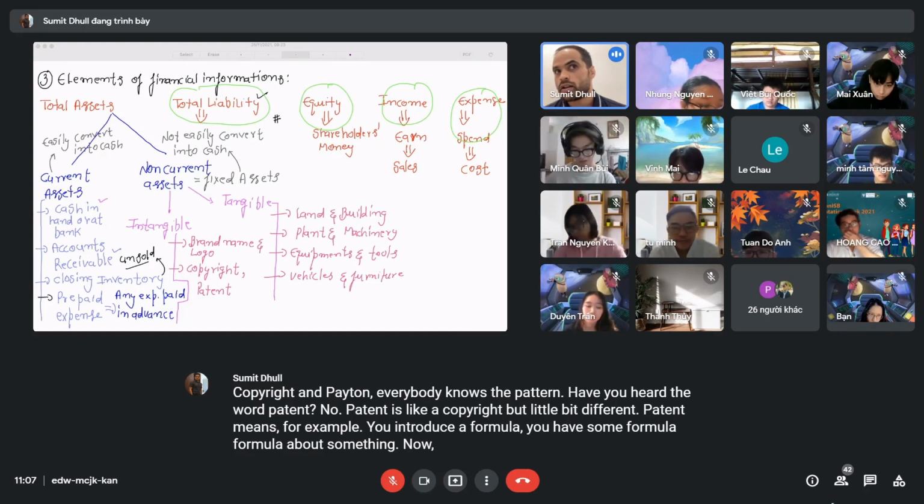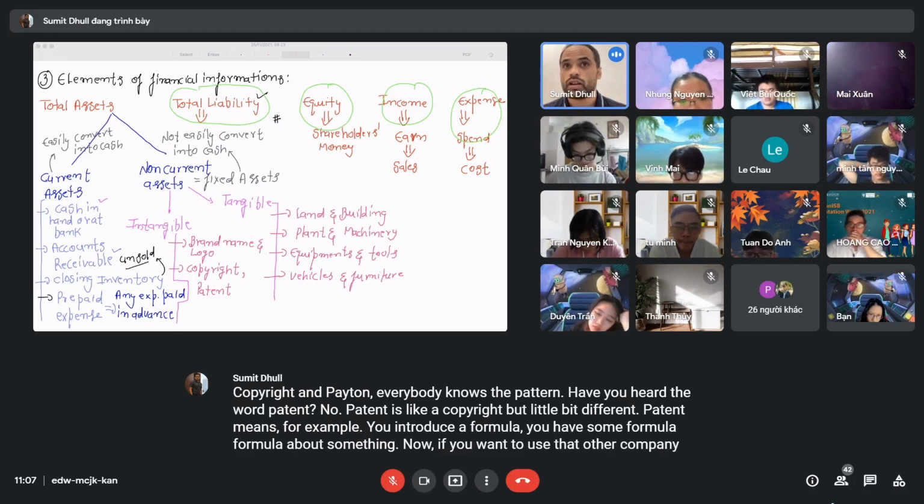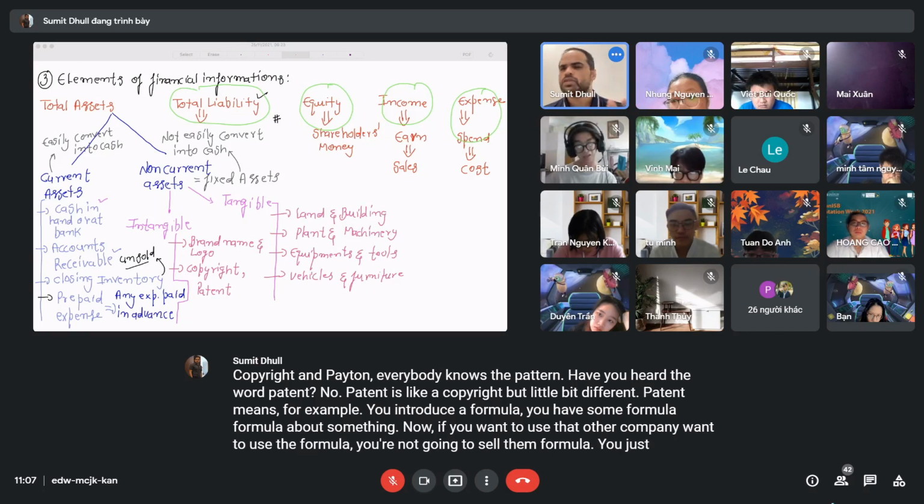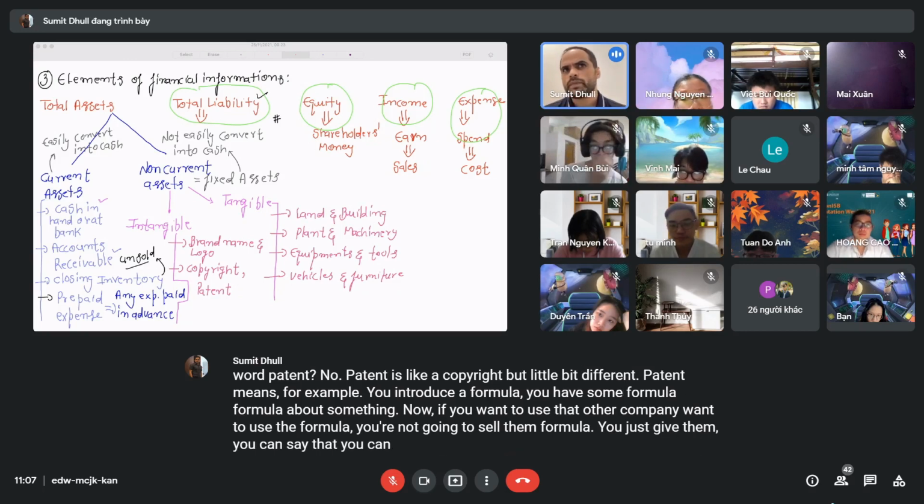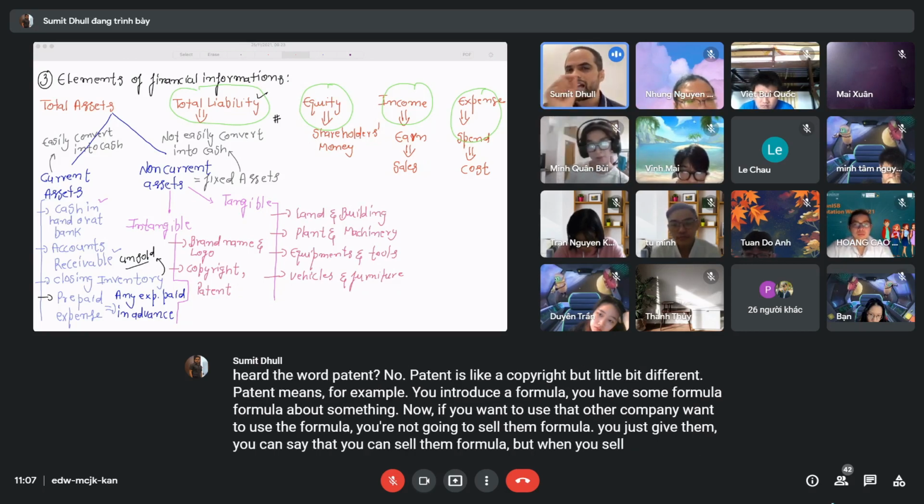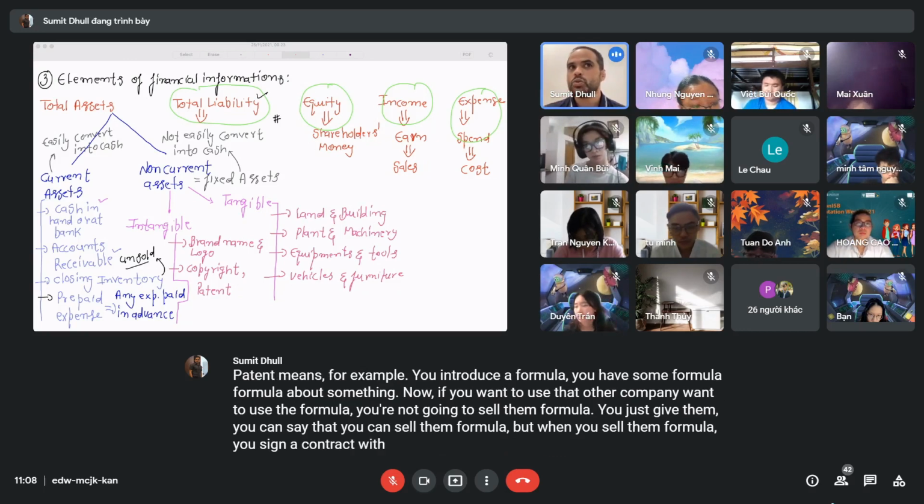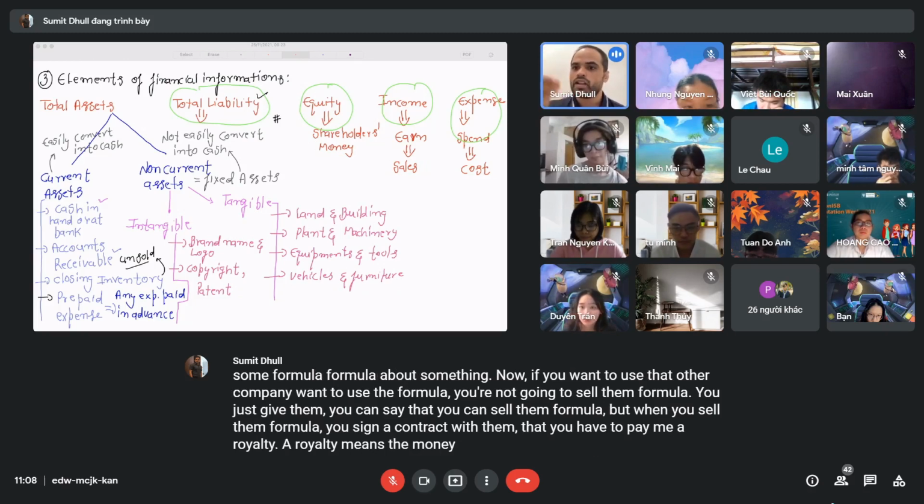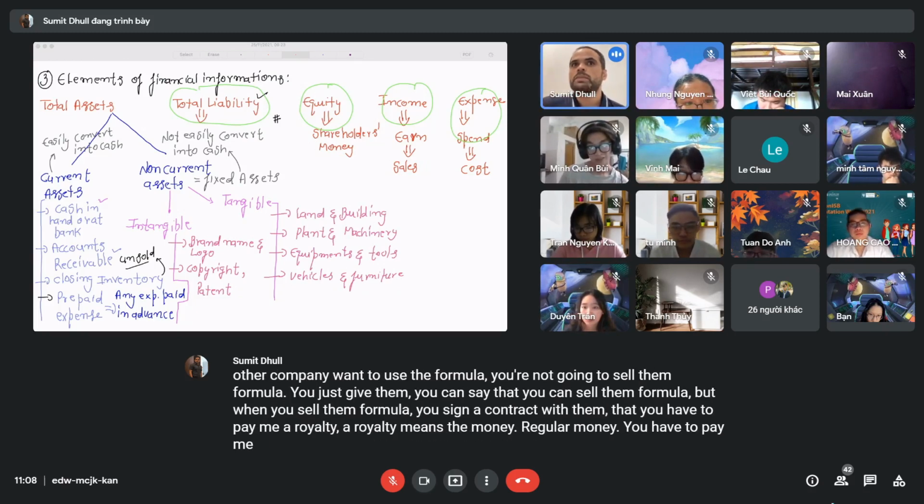Now, if another company wants to use the formula, you're not going to sell them the formula. You can say that you can sell them the formula, but when you sell it, you sign a contract with them that they have to pay me a royalty. Royalty means the regular money you have to pay me if you are using my formula. I can give you a quick example.